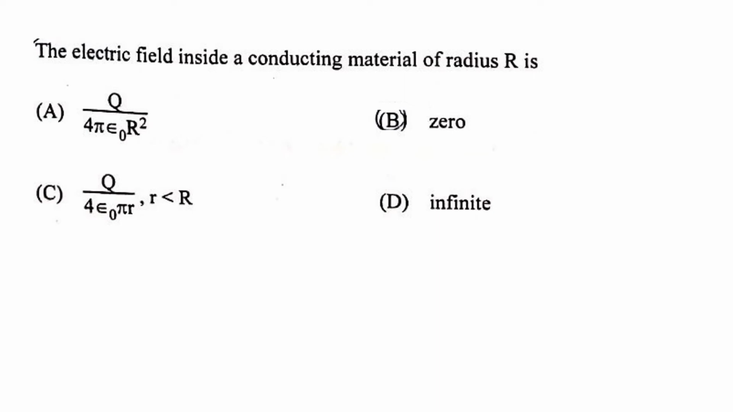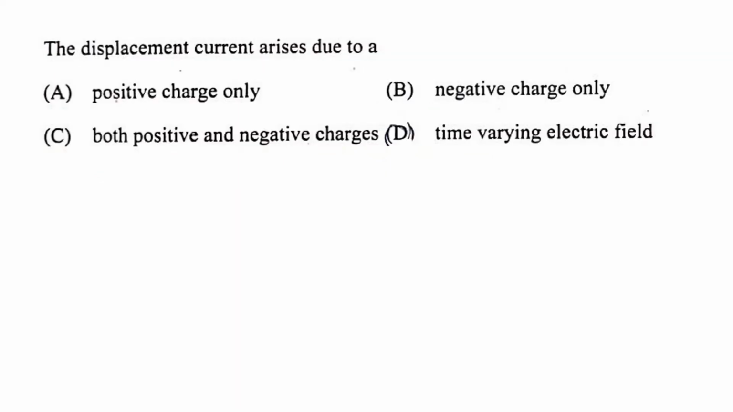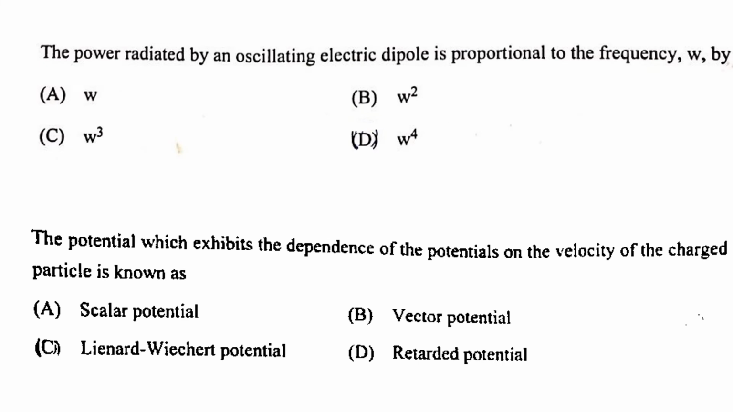The electric field inside a conducting material of radius r. For any conducting material, the electric field inside it is always 0. Therefore, option B is correct. The displacement current arises due to, this is a direct question, we know that displacement current is always due to a time varying electric field.